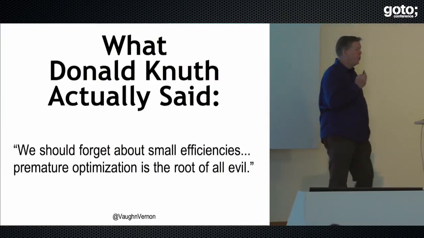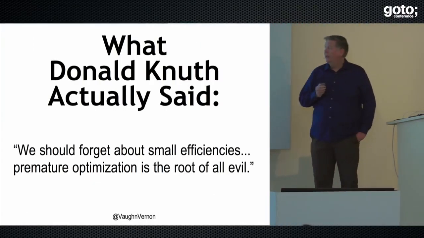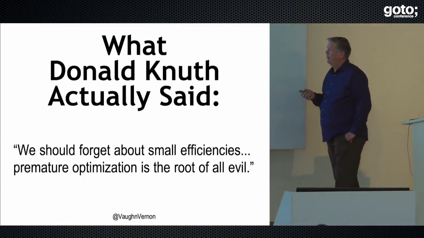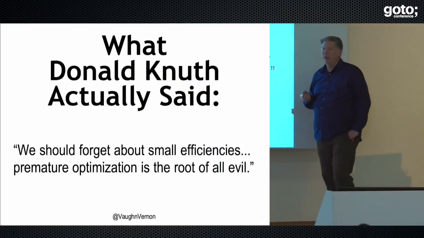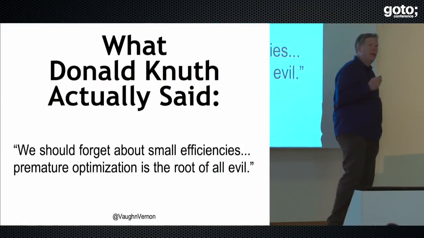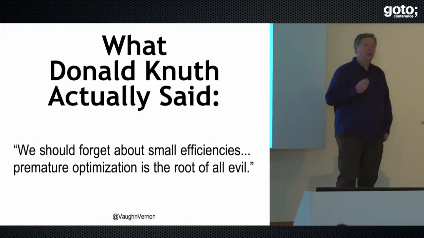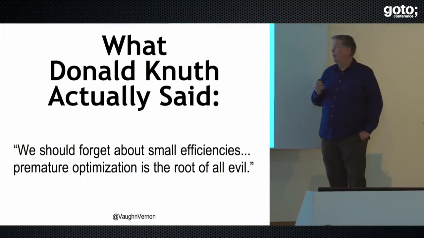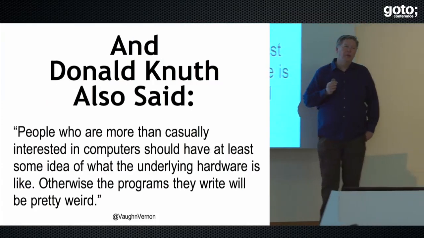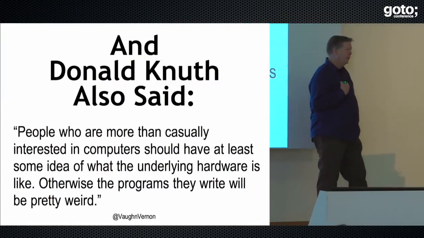If you look up the full quote, this is what he said. We should forget about small inefficiencies. Premature optimization is the root of all evil. So there are some obvious optimizations that we should use and should take advantage of in our computing. Otherwise, something else that Donald Knuth said will be true of us.